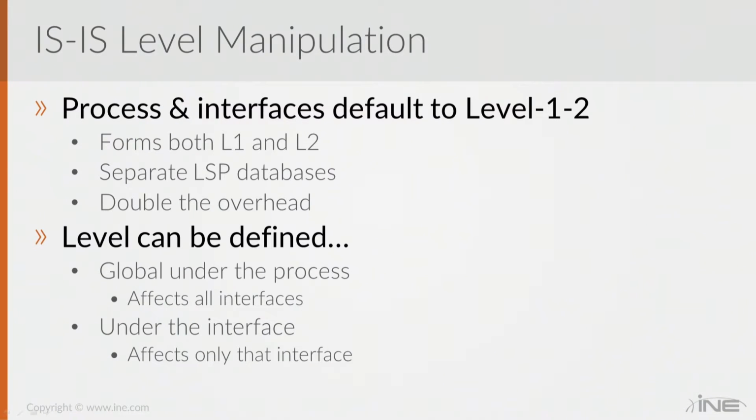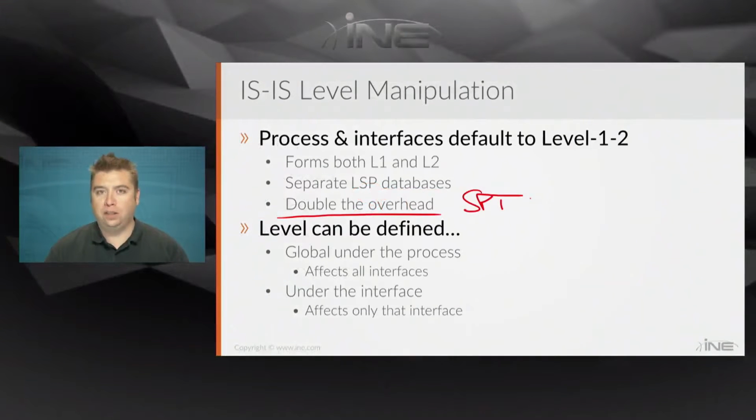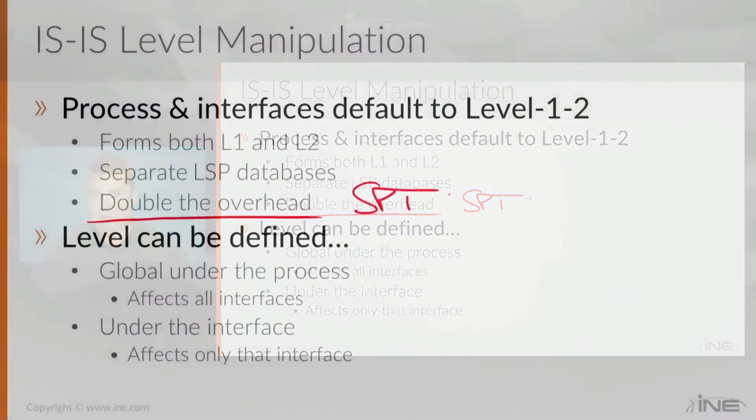And this is actually the default behavior of the process, that the link level establishes both L1 and L2, which means that if you don't modify this, you essentially double the overhead of the shortest path tree. Because you run the SPF process once for level 2, you run the SPF process again for level 1, the results are equal if everyone's running all of the same levels, and then you throw half of the information away. You throw the level 2 information away.